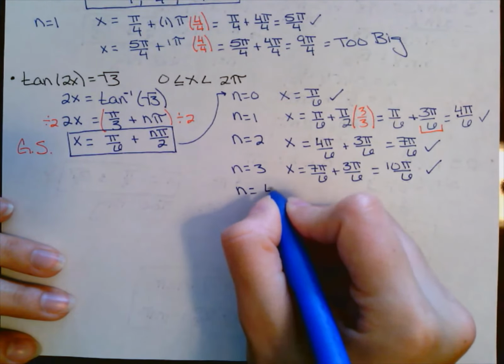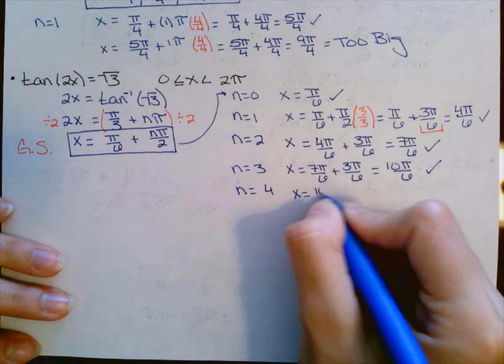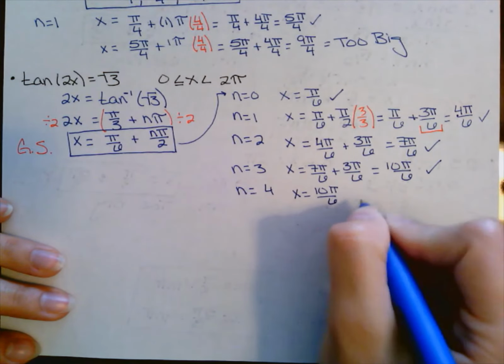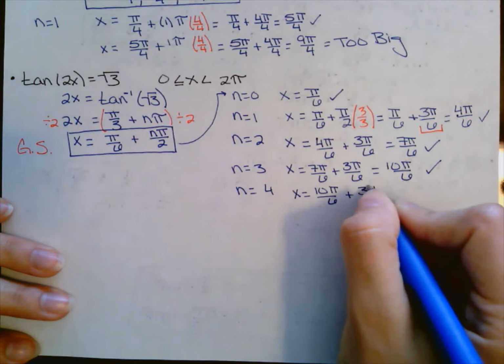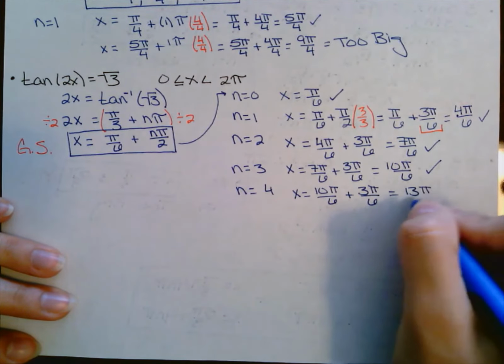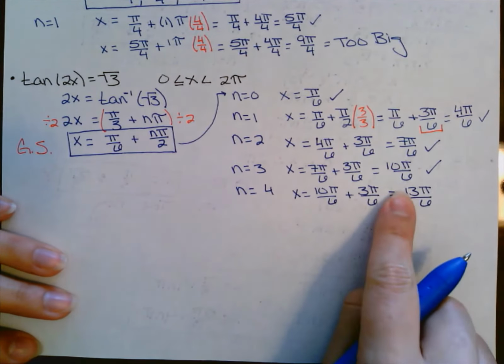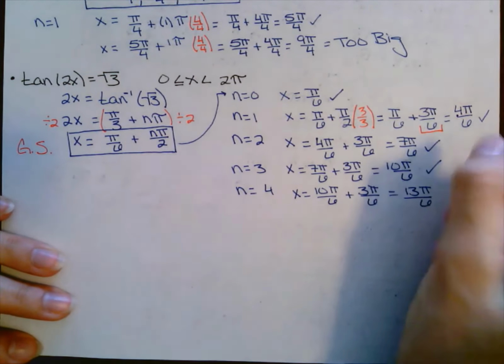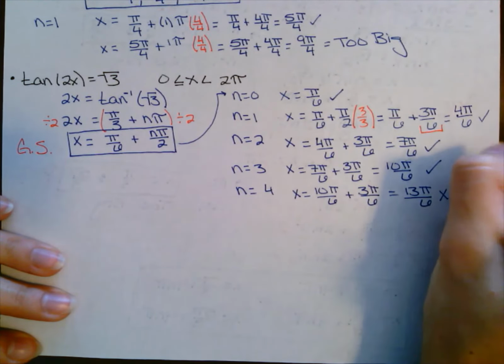When n equals 4, I'm going to get that previous answer and add a 3 pi over 6. 10 and 3 make 13. And hopefully this is a red flag, because I was looking for my numerator to be double my denominator, which is 12. So this one is too big.